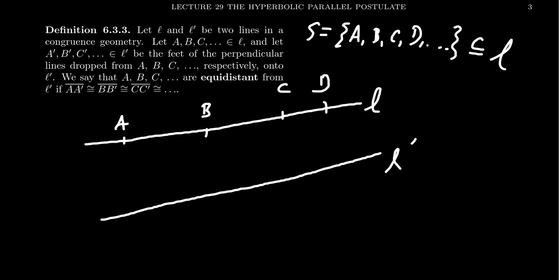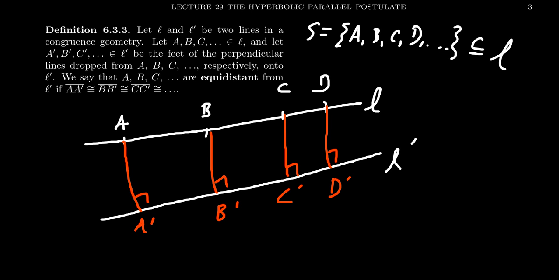For each of these points, A, B, C, D, construct the perpendicular dropped from those points onto the other line L prime. Take the perpendicular drop from A, from B, from C, from D, and associate to each of these perpendicular drops a foot. The foot of the perpendicular drop from A we call A prime, from B we get B prime, from C we get C prime, and from D we get D prime.